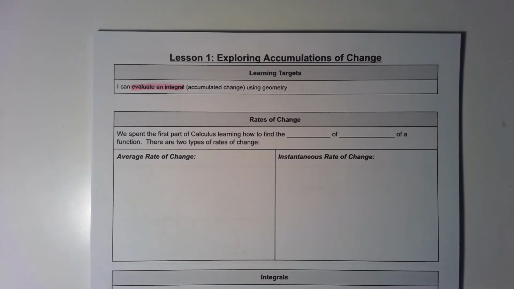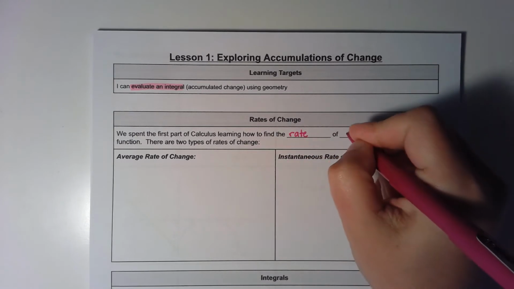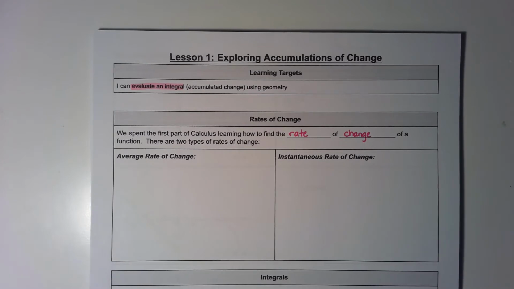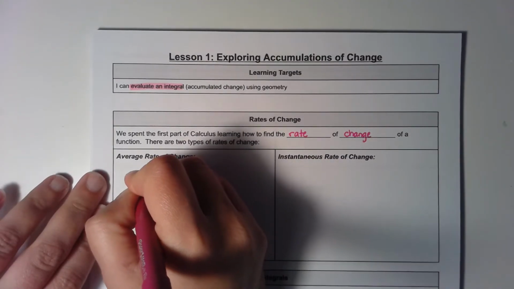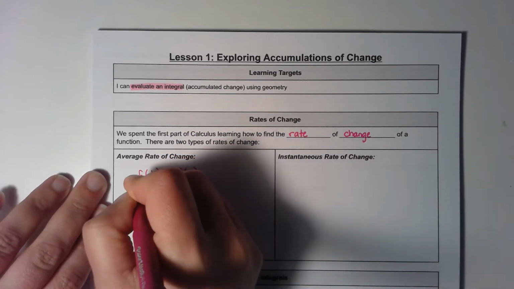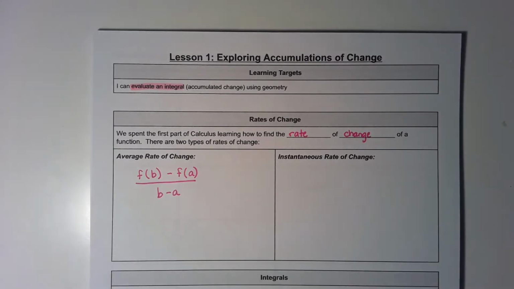In the first part of calculus, we spent most of our time learning how to find the rate of change of a function. Now, we also learned that there are two different types of rates of change. There's what's called the average rate of change, which we can find by using the formula f(b) minus f(a) all over b minus a. And as a reminder, this is just like our regular old slope formula that we used to do when we were younger, where we would do y2 minus y1 over x2 minus x1.